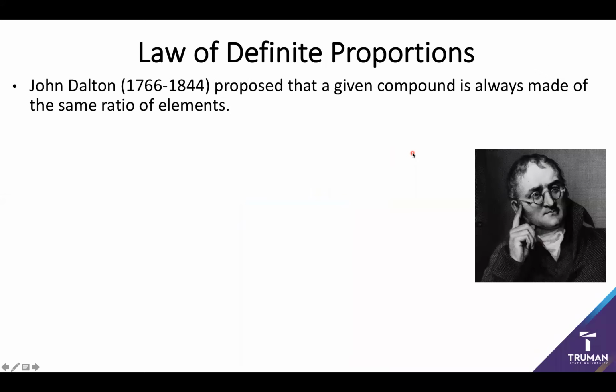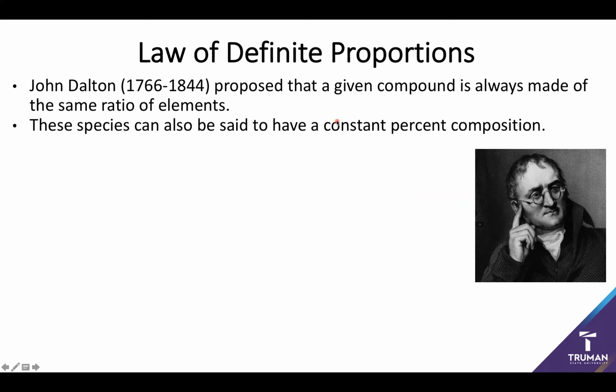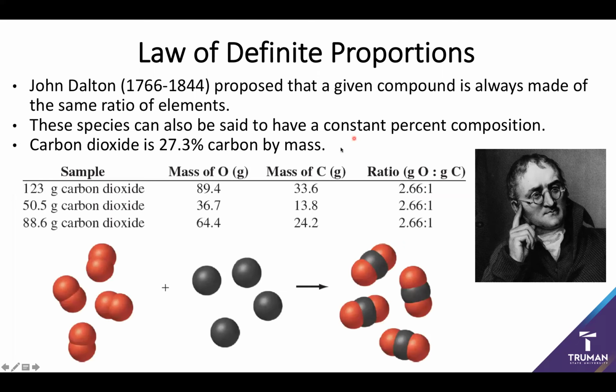However, the real formulation of chemistry is often attributed to John Dalton, who took up Lavoisier's mantle. And one of his first contributions was called the Law of Definite Proportions. So this essentially stipulates that a given compound is always made of the same elements in the same ratios. So these species were often referred to as having the same percent composition, which means that if I have, say, carbon dioxide, it doesn't matter the mass of the sample of carbon dioxide, the mass ratio of oxygen to carbon is always the same.